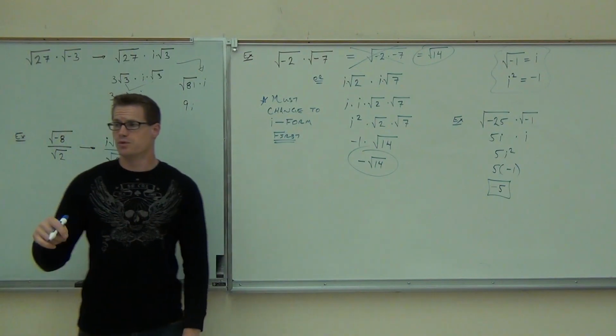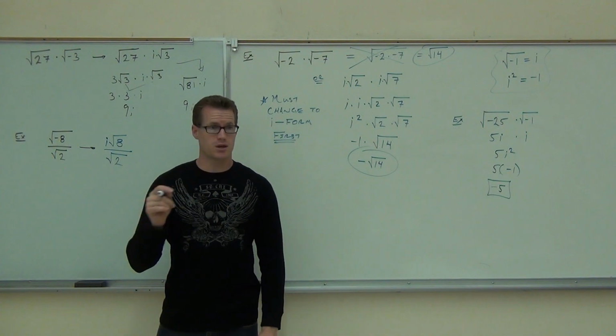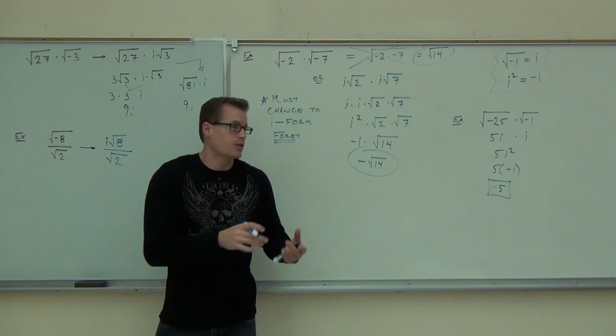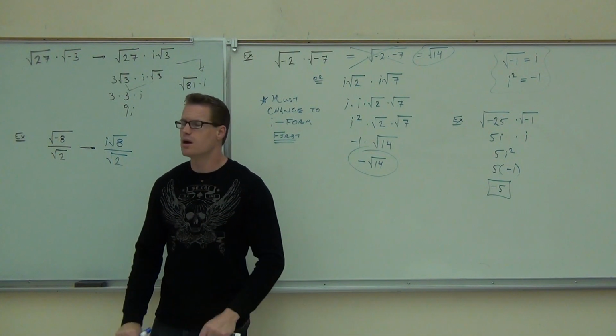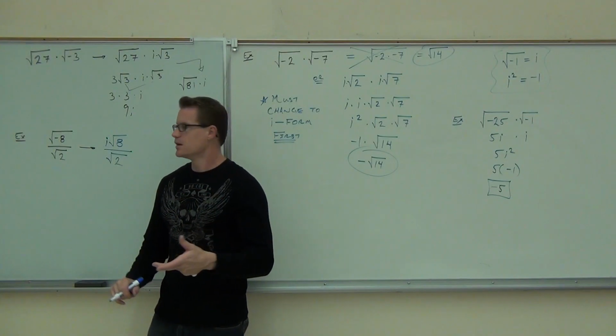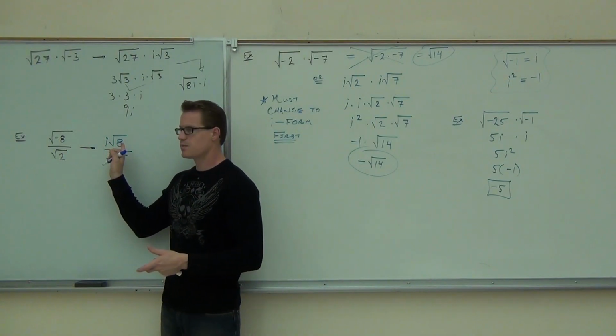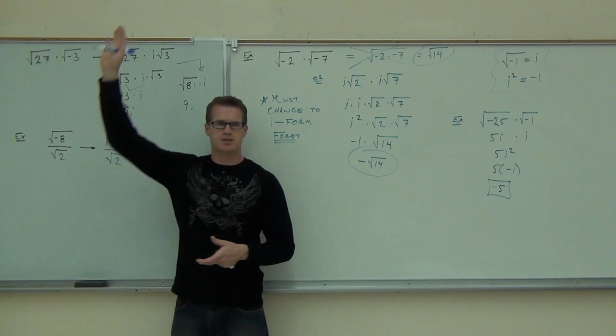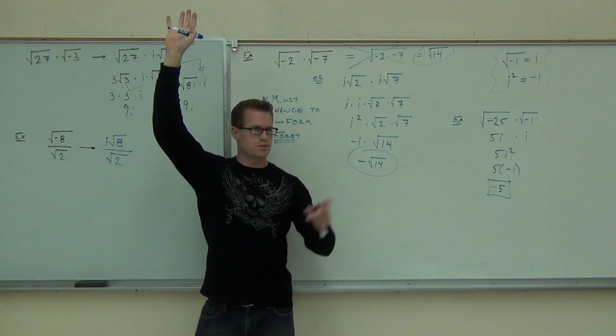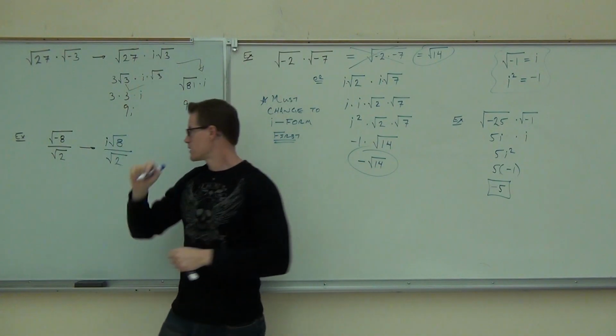Now, can you simplify the root 8? Don't forget that you can simplify these. Now they're just normal square roots after you take the i out. So if we simplify the square root of 8, this is going to be 4 times 2. That's 2i root 2. How many people got 2i root 2? Left side? Yes, okay.